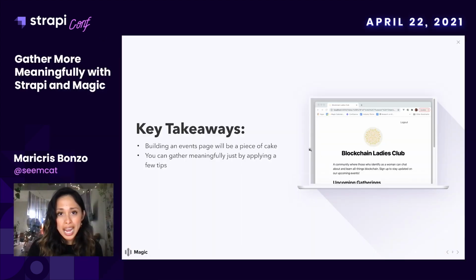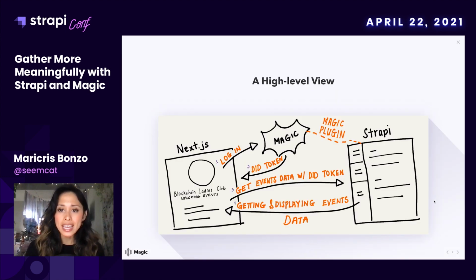And now, thanks to JAMstack solutions like Strapi CMS and Magic Auth SDK, I can turn what I've learned from Priya Parker into something that I can actually use, which is a custom events page. So in my talk, I'm going to go over how I created this custom events page and also share some tips on how to gather more meaningfully. Okay, so this is a high-level view of the events page. We have a Next.js client that is communicating with Strapi, asking for data, and is being authenticated by Magic.